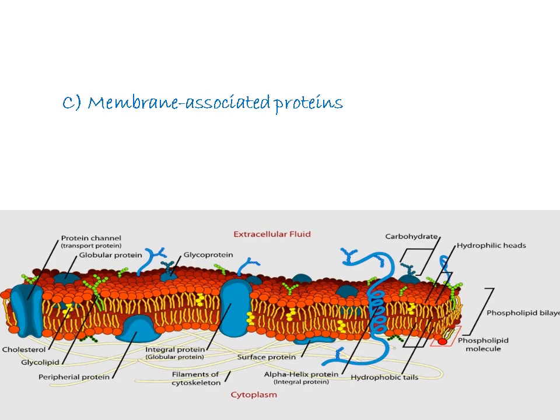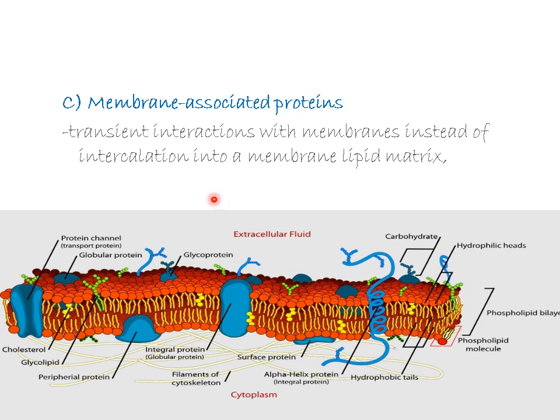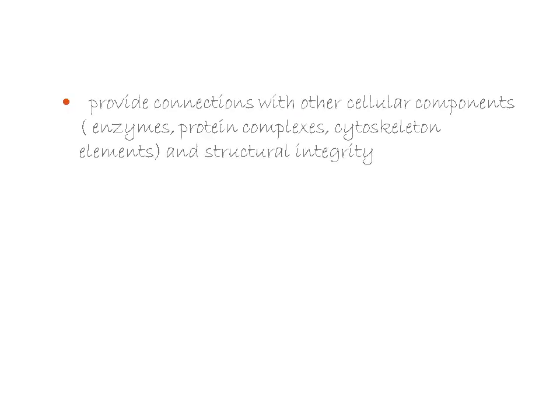The third type was membrane-associated proteins. These are basically transient interactions with membranes instead of intercalating into the lipid bilayer. So you can see these are glycoproteins. These are attached transiently to the cell membrane and they are not incorporated inside the cell membrane. They provide connections with other cellular components like enzymes, proteins or cytoskeleton elements and also help in the structural integrity of the cell membrane.